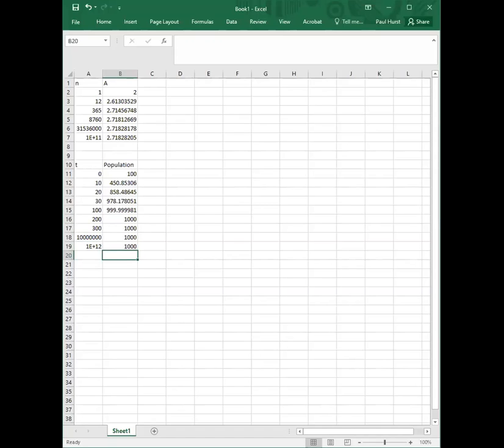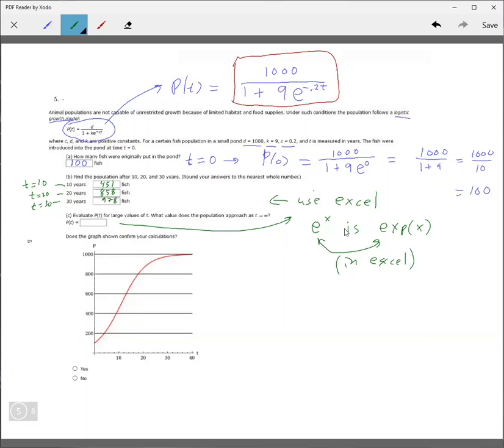Okay. So let's go back over to the document, and the answer to that part is just going to be 1,000. And so here you're increasing like this: 451, 858, 978, and then the limiting value is 1,000. So yeah, this works out okay.